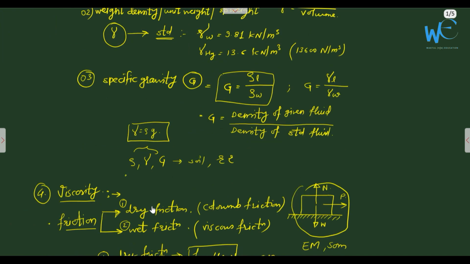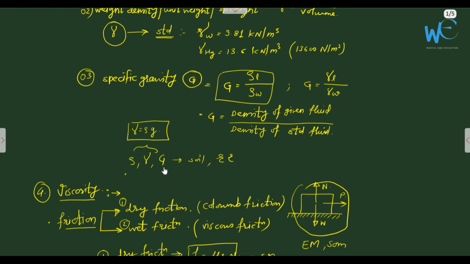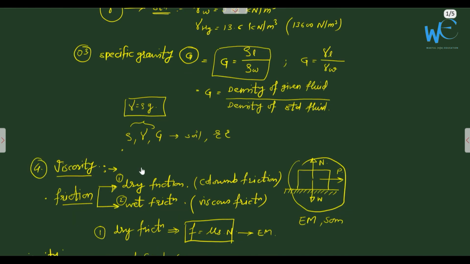So after specific gravity, we are heading towards viscosity. But before going too deep into viscosity, let's briefly understand what friction is and what types of friction there are. The first one is dry friction and the second one is wet friction. If I haven't mentioned Coulomb friction and viscous friction, you may not be able to correlate with these terms. So dry friction we call Coulomb friction and wet friction we call viscous friction.